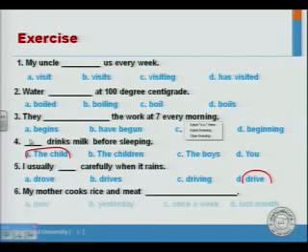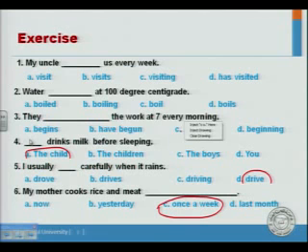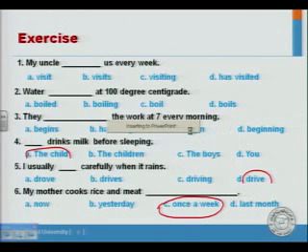And number 6 here, my mother cooks. You see, cooks is a simple present verb. It is also different, because here I focus on the time. What time is suitable for the sentence? My mother cooks rice and meat once a week. Once a week.